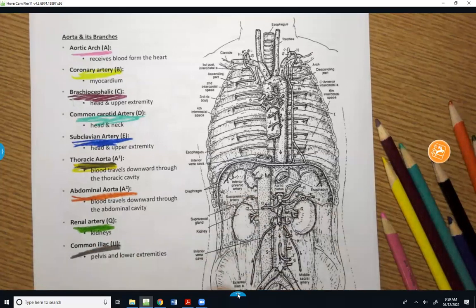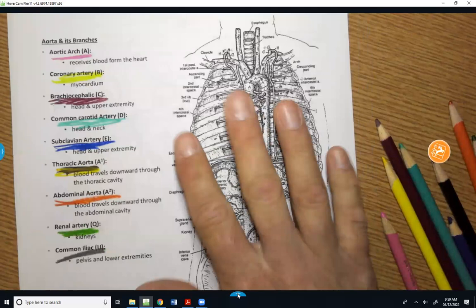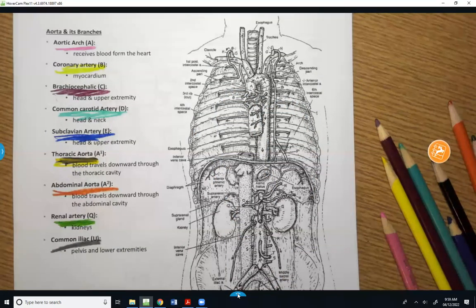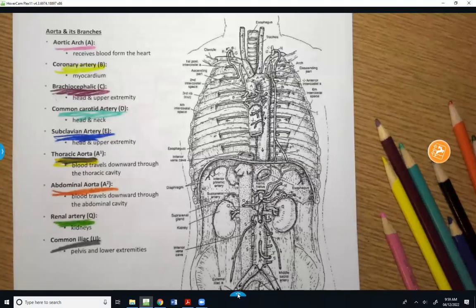And if you get lost, don't hesitate to stop me. Keep in mind, what we have here is a pretty far back in the chest and abdomen view, where we've essentially removed most of the organs. There's only a couple left. Like you can see the two kidneys down at the bottom. That's because they're so far back on the back wall.